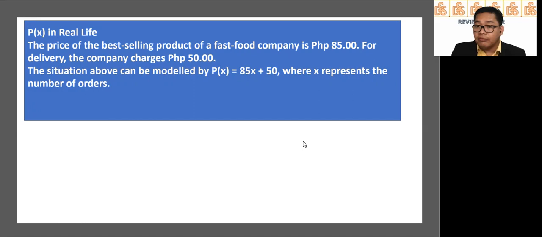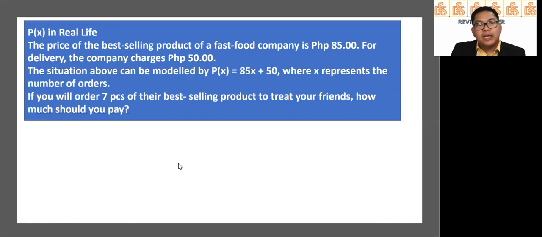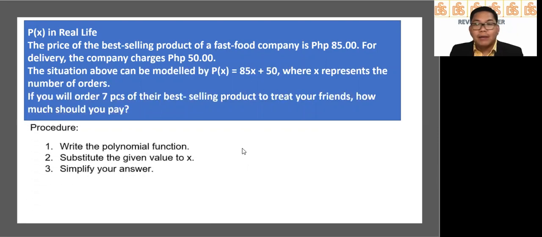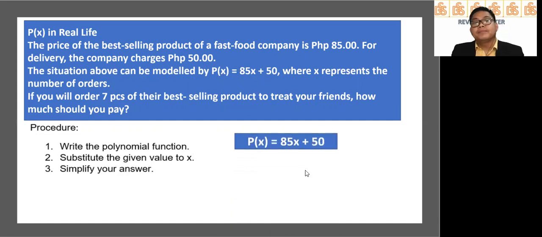Okay, so we use the variable x to represent the unknown. If you order 7 pieces of their best-selling product to treat your friends, how much should you pay? This situation involves a polynomial function, specifically a linear function. For us to be able to answer this problem, we may consider this procedure. First, write the polynomial function. So here, the polynomial function is P of x equals 85x plus 50.